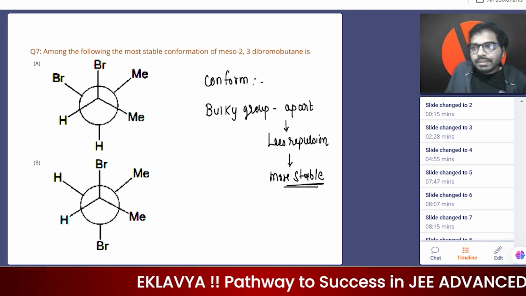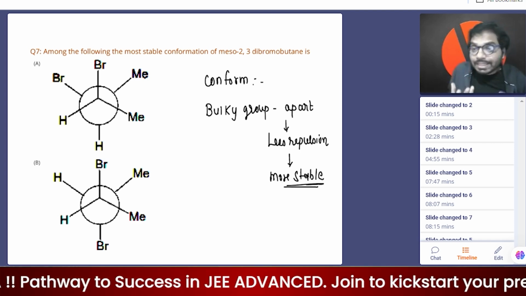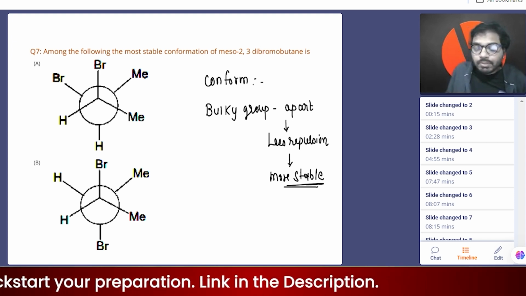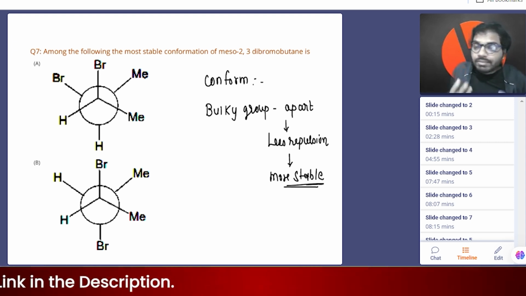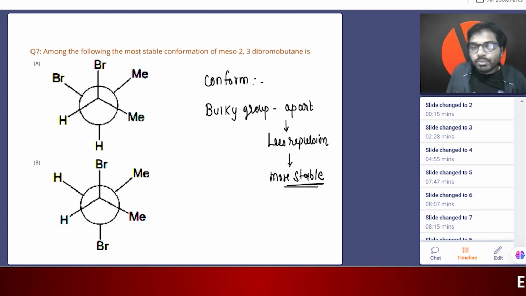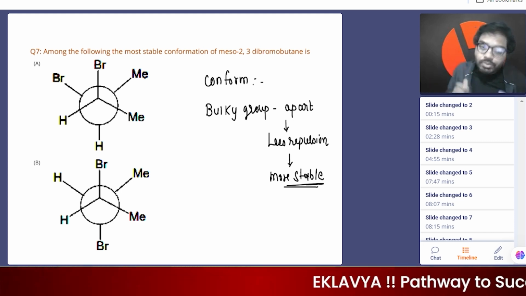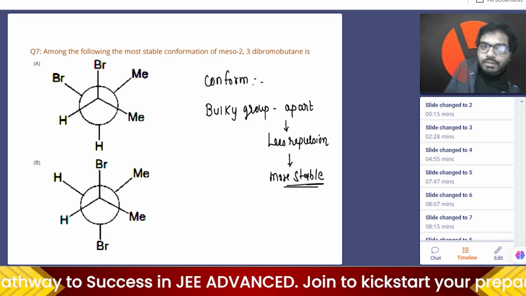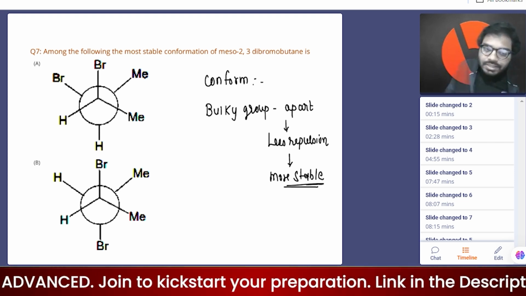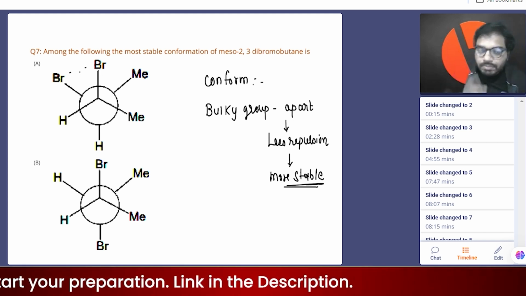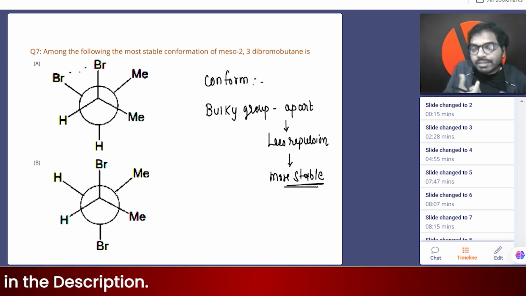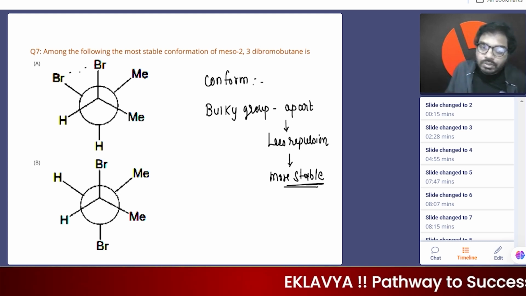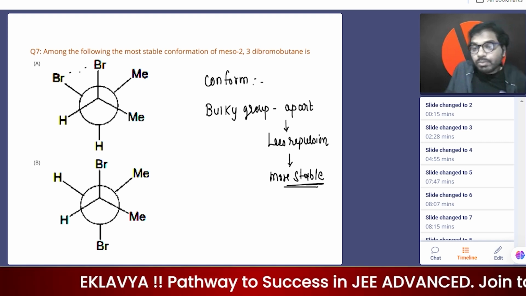So what we can see is the eclipsed and the staggered form. We know that eclipsed forms are less stable, while staggered forms are more stable, because the bulky groups are present at a farther distance, or we can say the angle between them is more, so the repulsion is less, so they are more stable. So there are 4 options, we will check all 4 and find which one is the most stable conformation. In this A conformation, the bromines are present at adjacent positions. Bulky groups are present at adjacent positions, and methyl is also present at an adjacent position. So the repulsion will be more, so this will be the least stable.